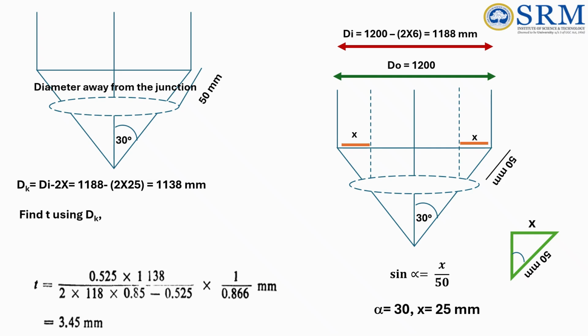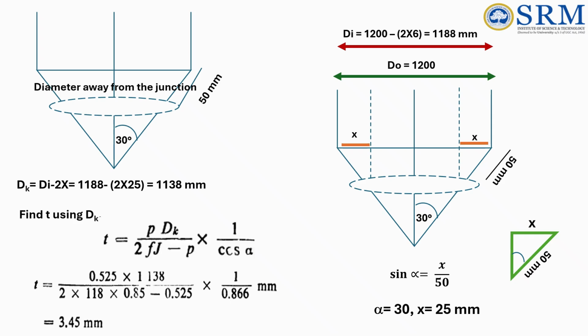dk is obtained from di minus 2x, which accounts for 1138 mm. So dk is the diameter of the cone at a certain distance away from the junction. So here the illustration of calculating dk is given. We are now using this dk to find the thickness.